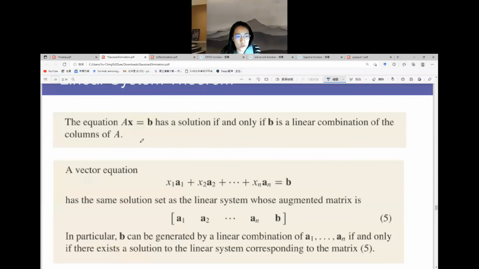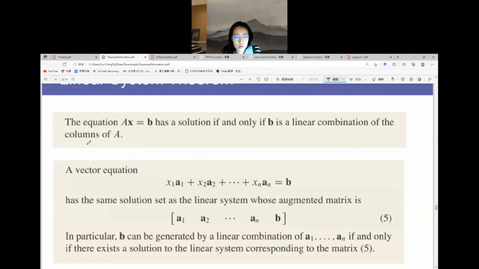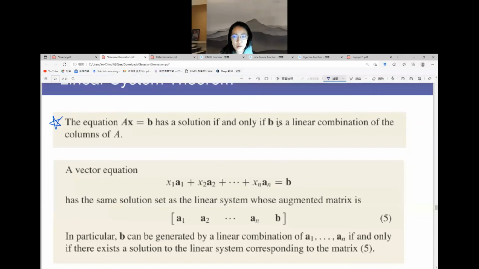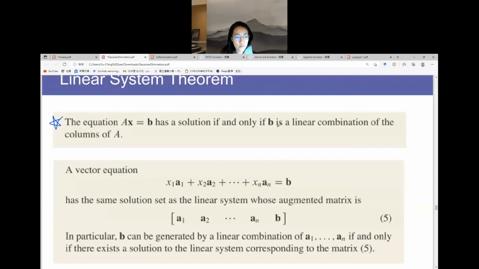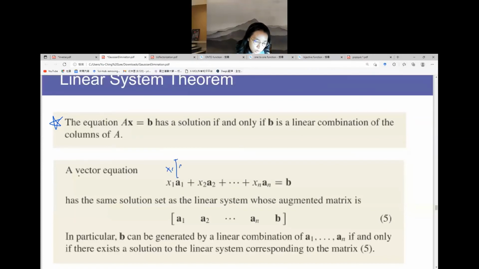Next we have the equation Ax = b has a solution if and only if b is a linear combination of the columns of A. So this is a quite useful answer when we are asked to determine if a system has a solution or not. We can argue that we are going to check if b is a linear combination of columns of A. And this vector equation is again the linear combination expression.